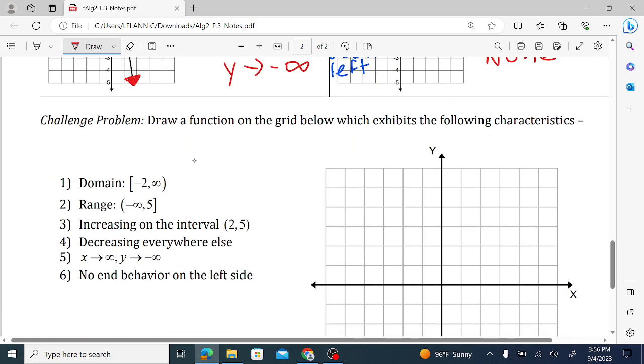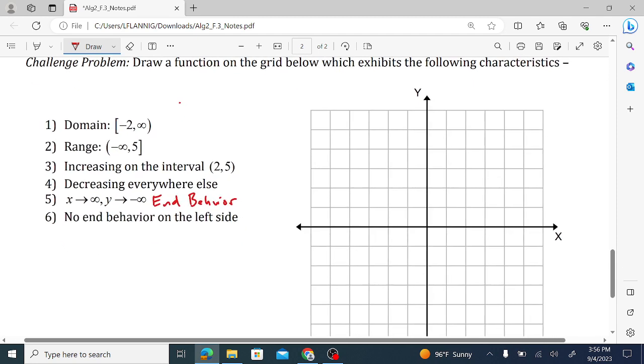All right, this last one. Challenge problem. Draw a function on the grid below which exhibits the following characteristics. We have a domain from -2 to infinity, making sure you include -2. A range from -infinity to 5, making sure you include 5. Increasing on the interval from 2 to 5. Decreasing everywhere else in the graph that's within the domain. And then as x approaches positive infinity, y will approach negative infinity. So this is about end behavior. And then no end behavior on the left side, so it cuts off on the left side.